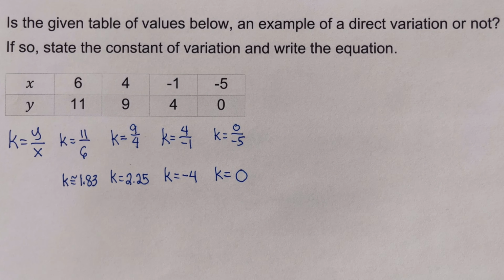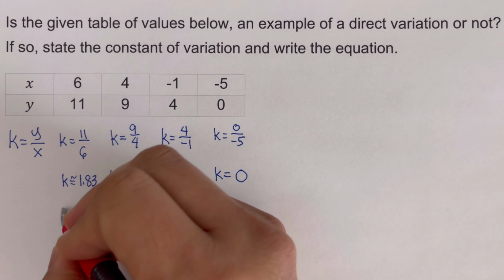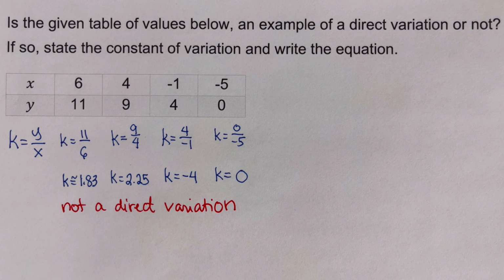If you notice, all the k values are not the same. So that tells us that this is not an example of a direct variation. Since this is not a direct variation, we're not going to write the equation for this. Now let's move on to the next example.